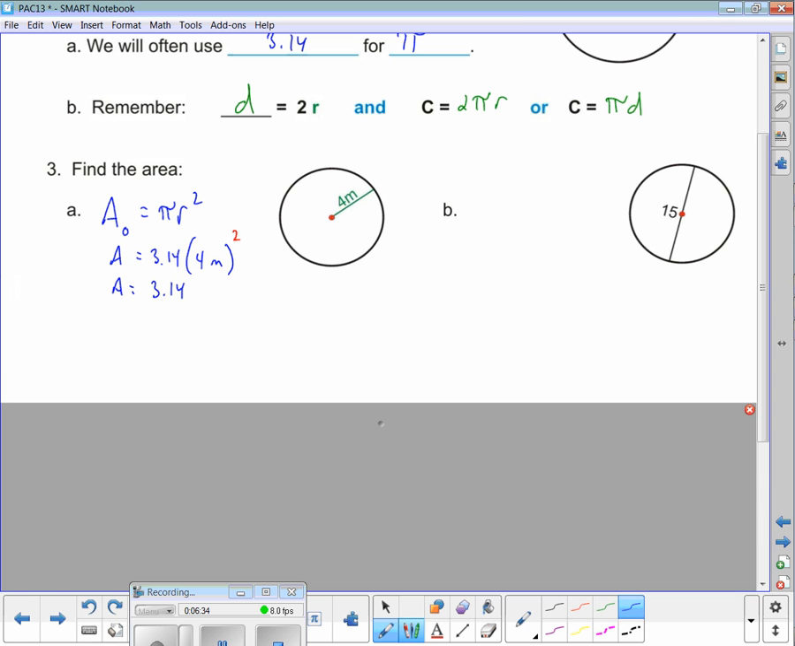What's 4 meters squared? Somebody raise your hand and tell me what you get when you square 4 meters. Kaylin? 16 meters. What are the units? What's a meter times a meter? John? Meters squared. Just like you square the 4, you square the meters. What is 4 meters times 4 meters? 4 times 4 is 16. Meters times meters is meters squared. Now again, if you'll keep your units there, you'll keep track. Now just take your calculator, punch it out, 3.14 times 16. And somebody raise your hand and tell me what that is. What is that? Abby?